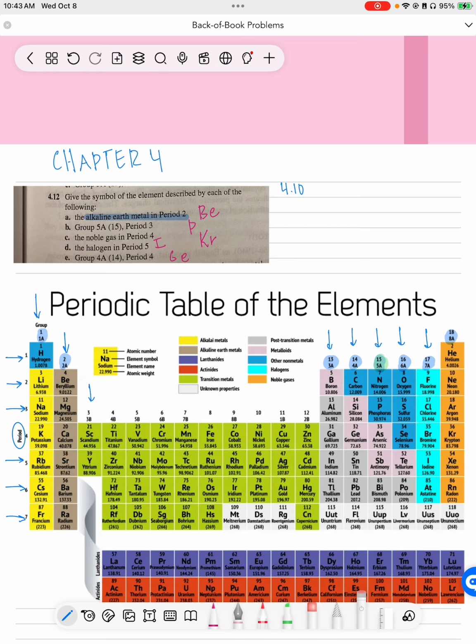So the thing to take away from this is that our groups are the columns, and our main groups are these that I'm highlighting. This group is called the noble gas group. These are your halogens. And then group 1 are your alkali metals. Group 2 are your alkaline earth metals. And our rows are called periods. These are our periods. Groups are like this, and these are periods.